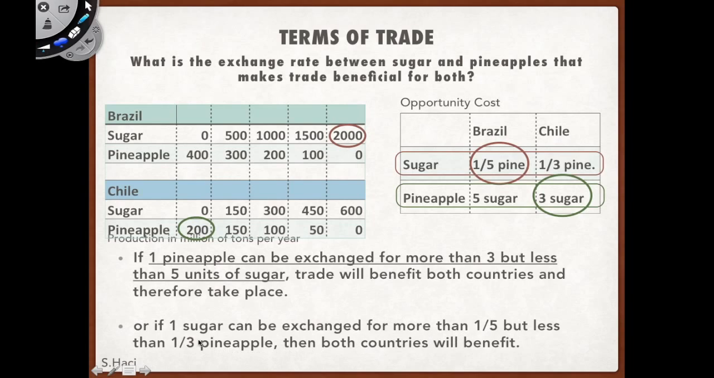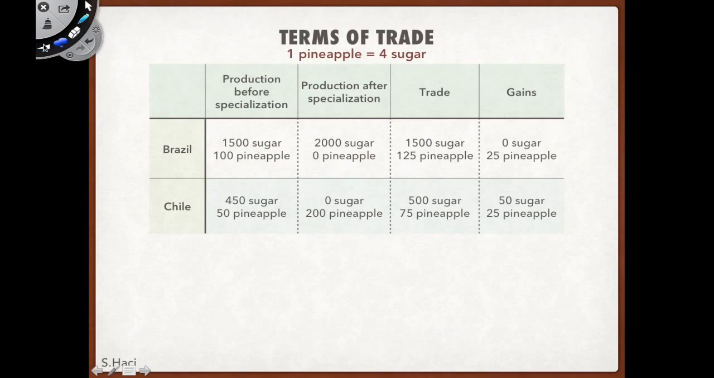You could also express that same exchange rate from the sugar perspective. So 1 sugar could be exchanged for more than 1/5, but less than 1/3 of a pineapple. So let's see if we use terms of trade that fit this requirement. We picked the terms of trade at 1 pineapple for 4 sugar.